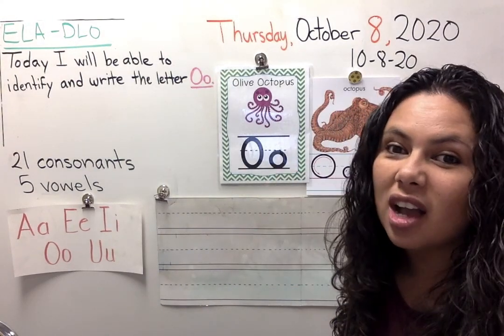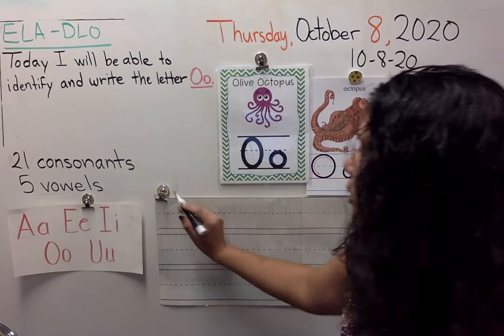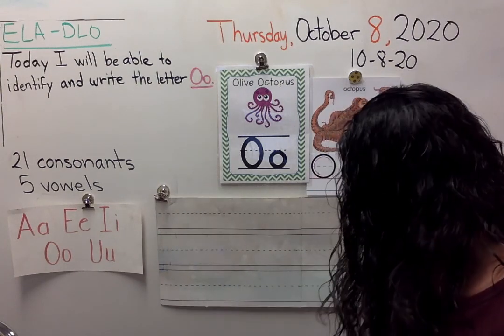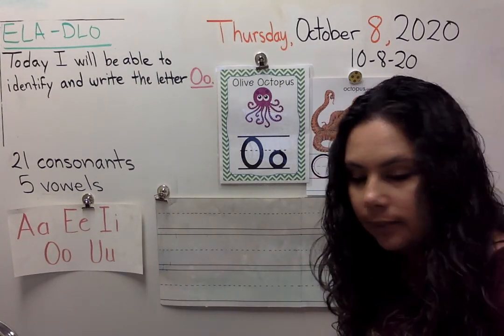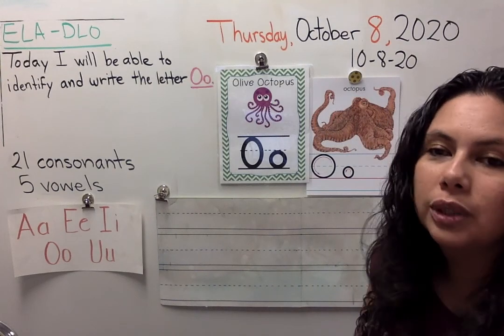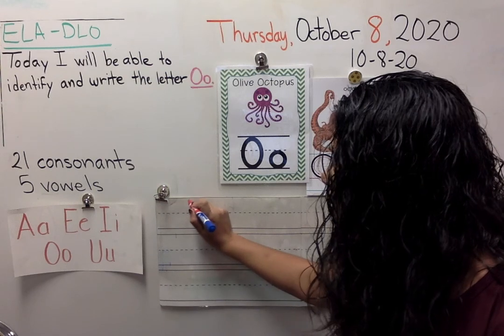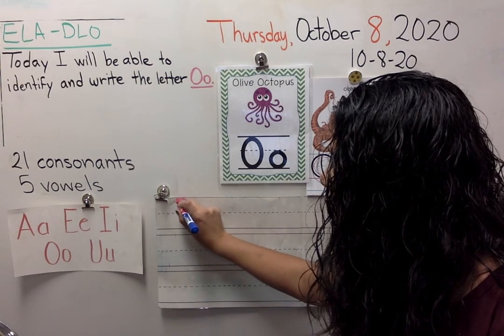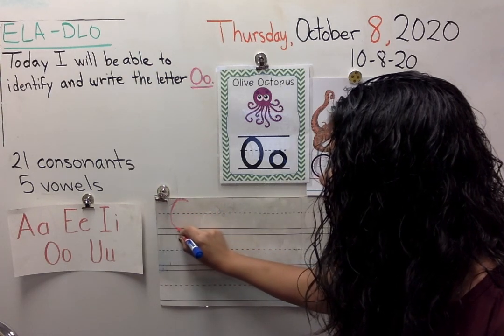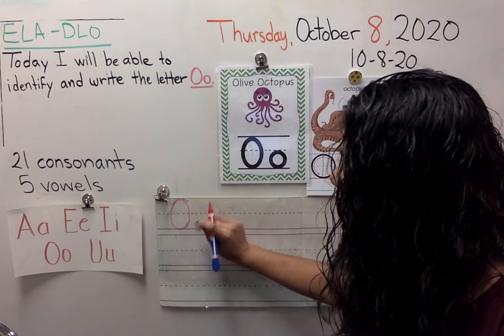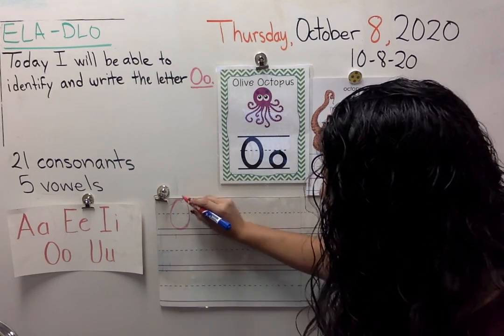Let's start with the capital O. Okay, so we're always going to start over here. And since it is a vowel, I'll do it in red for you guys. So capital O, it says to start up here at the top, curve, and come back down and connect it. Oops. Cut off a little bit.